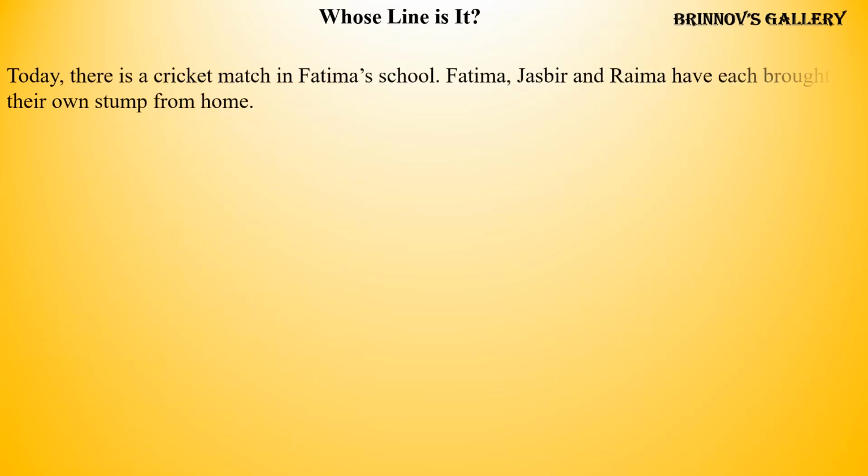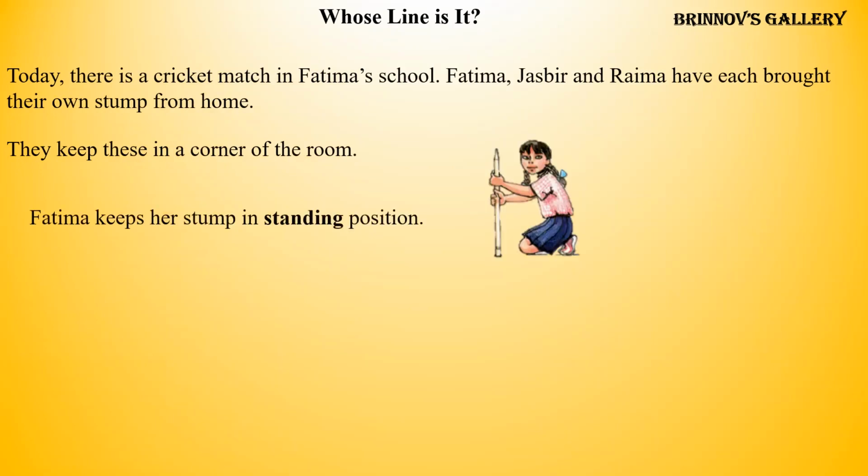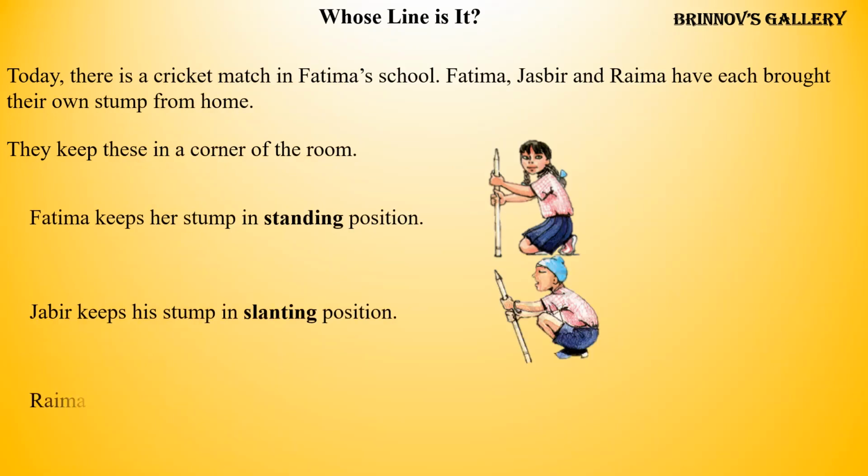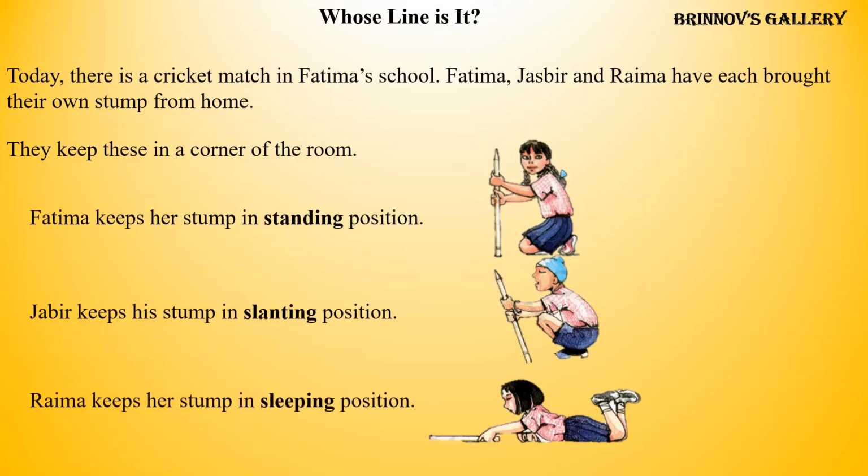Today, there is a cricket match in Fatima's school. Fatima, Jasbir and Raima have each brought their own stump from home. They keep these in a corner of the room. Fatima keeps her stump in standing position. Jasbir keeps his stump in slanting position. Raima keeps her stump in sleeping position.